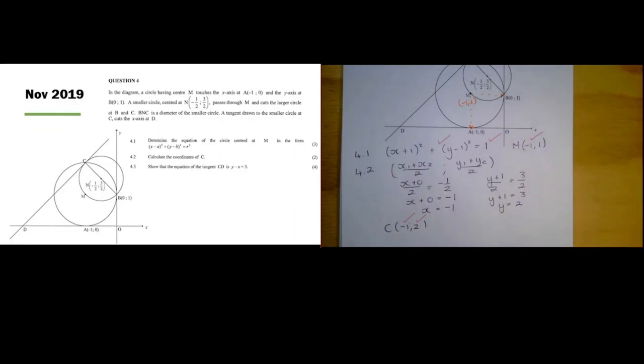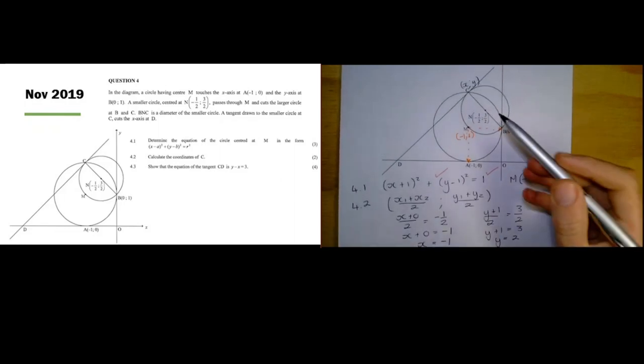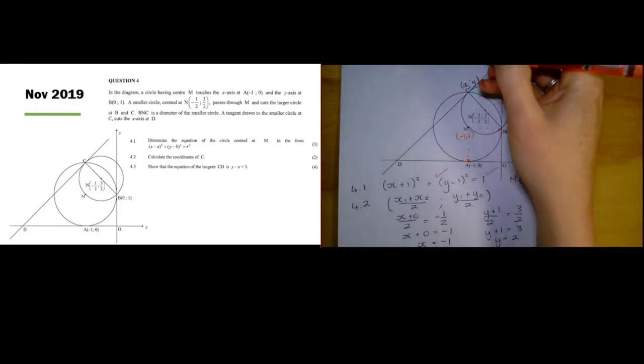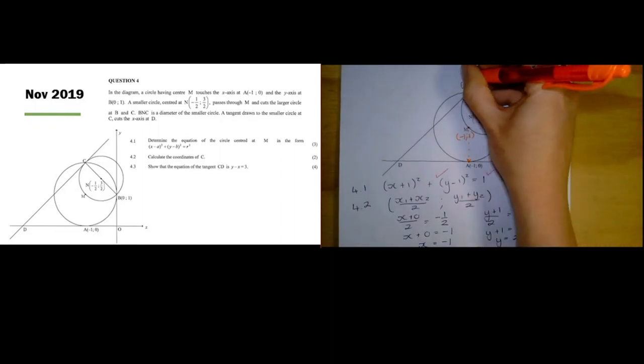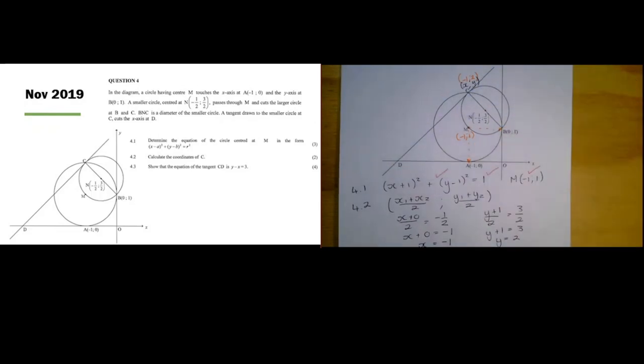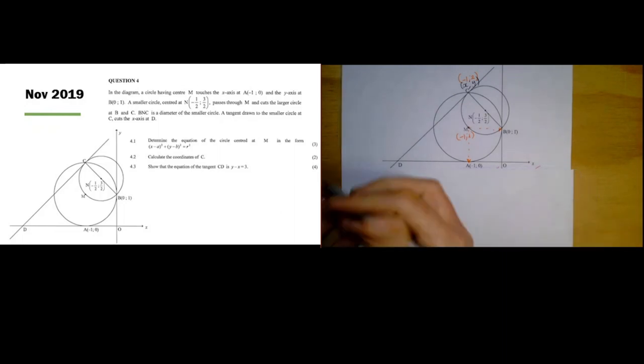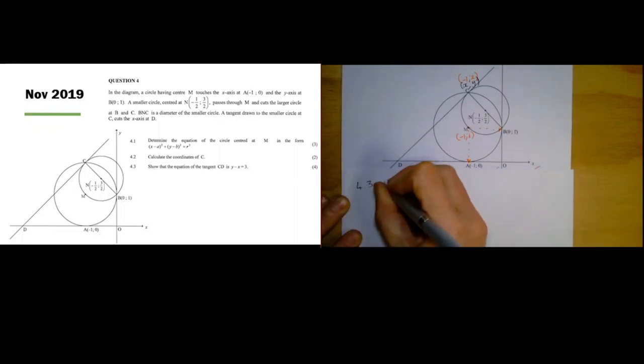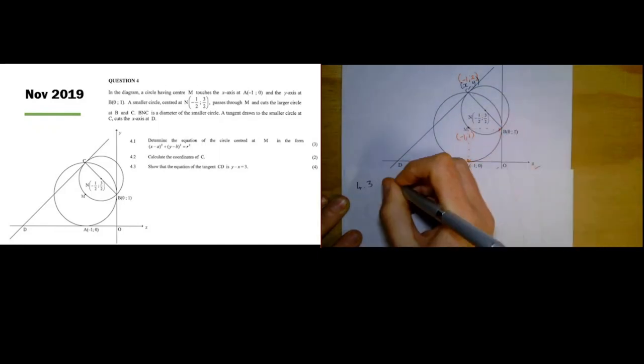Question 4.3. They ask us to show that the equation of the tangent CD is given by y − x = 3. Let's just fill in here that we've worked out C was (−1, 2). Once again, they're asking me the equation of a tangent, which means I need the gradient of the radius first. A radius is perpendicular to a tangent. So let's go get the gradient of the radius NC first.